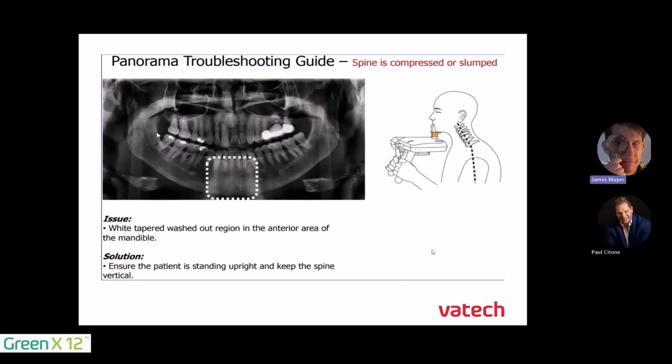Often we see lower anterior distortion, and that's where the patient is not standing up straight. We want that spine straight and their chest right up against the chin rest there. And we had talked about that when we did our patient positioning a little while ago. So it's really important to make sure that their body is right up against that, spine is vertical, and that's going to eliminate having that washed out anterior region there.